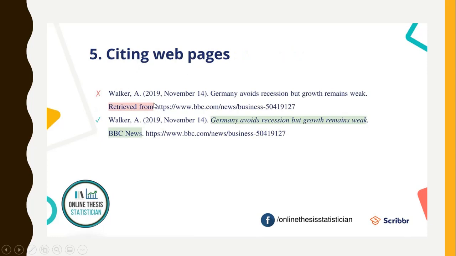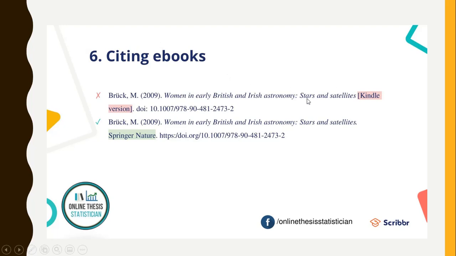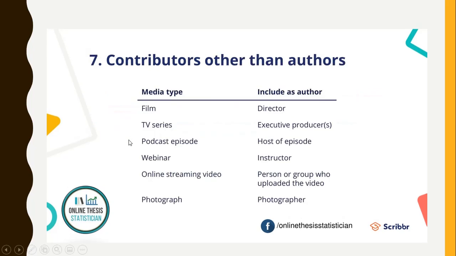Citing web pages, instead of using retrieved from and then https and then the URL, you do not use that. Instead, the title is italicized, and after that you put which website you got it from. So in this case it's BBC News, and then you put the URL. And then citing ebooks, instead of putting Kindle version, you use Springer Nature. This is the book itself, right? The title of the ebook.